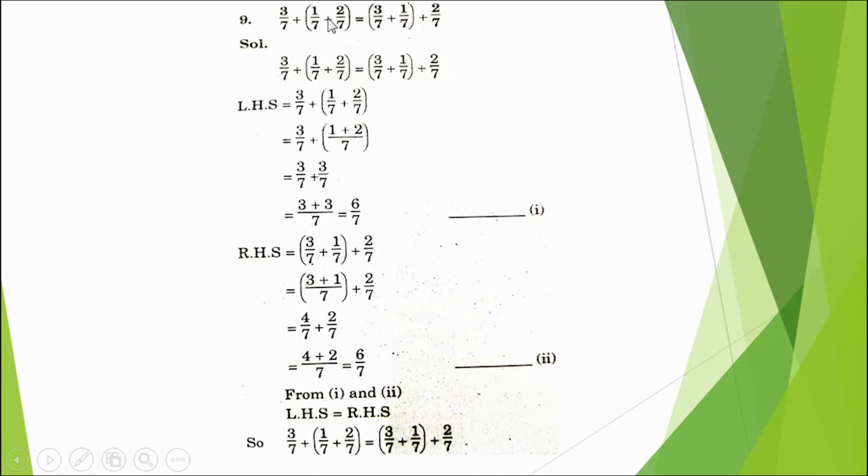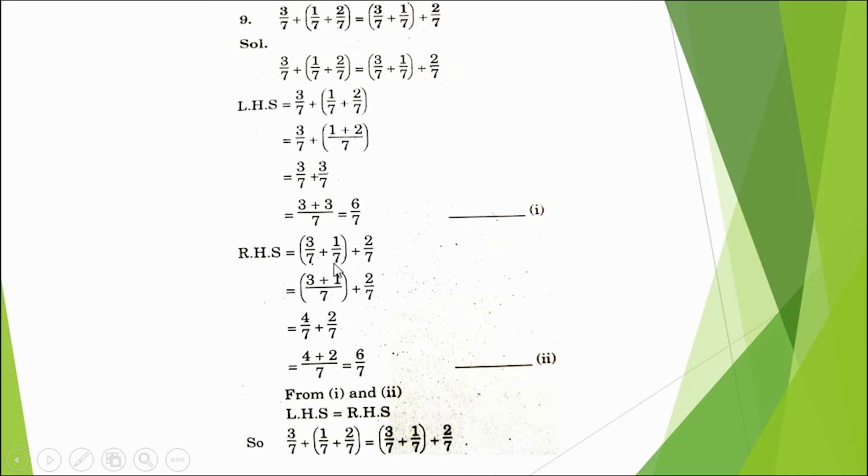Question number 9: 3 over 7 plus 1 over 7 plus 2 over 7. Now we take this side as the left hand side. 3 over 7 plus round bracket 1 over 7 plus 2 over 7. Denominator same, write one time. 1 plus 2, write in numerator. 1 plus 2 is equal to 3. Now the denominators are 7 and 7, we write one time. 3 plus 3 comes as it is. 3 plus 3 is equal to 6 and the denominator will be 7.